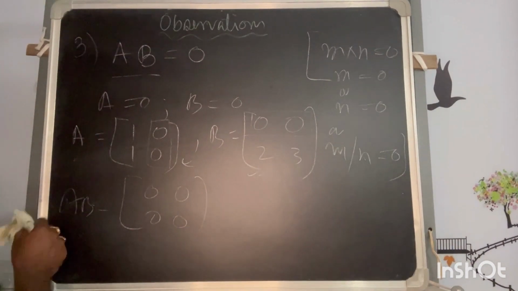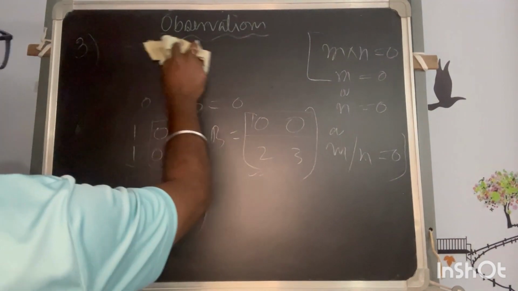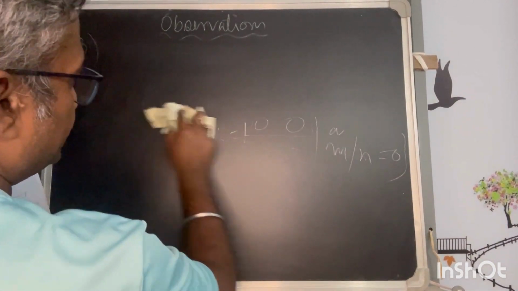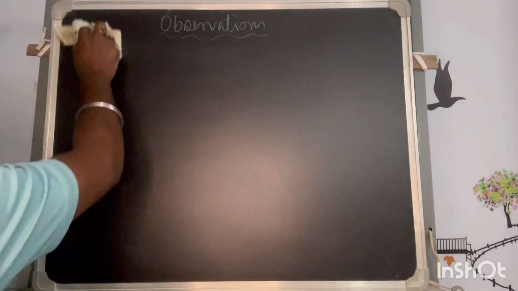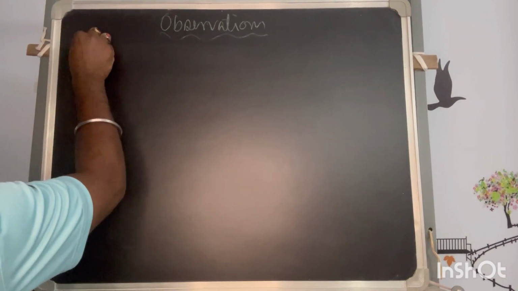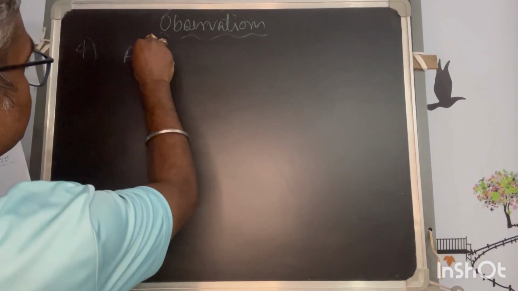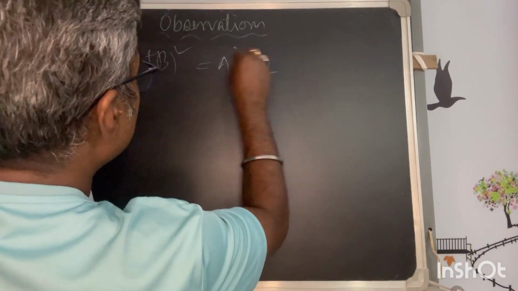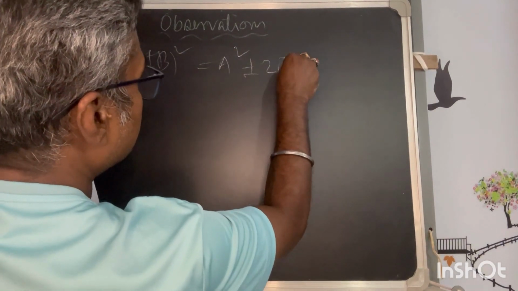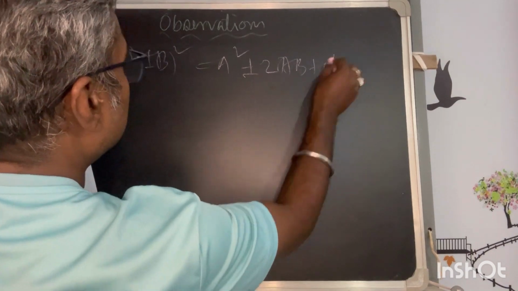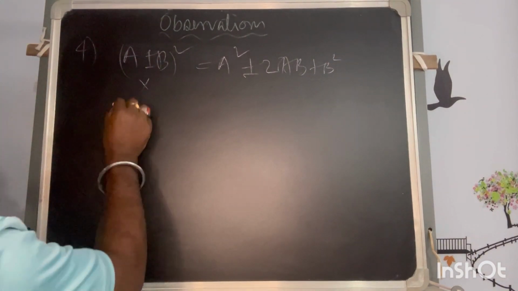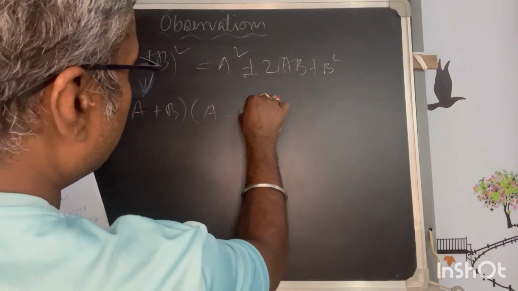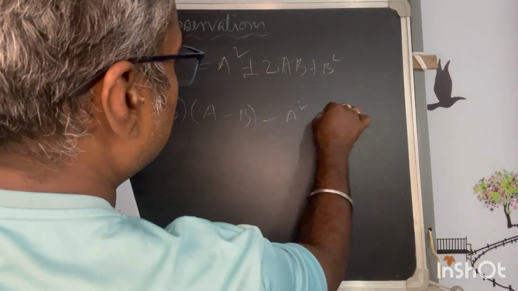The next rule is comparative to the algebraic rule. As in algebra we say that (a plus b) whole square is equal to a square plus 2ab plus b square, or with minus, minus 2ab, but in matrices that does not follow. Or else, (a minus b) into (a plus b), if I do it, I will get a square minus b square.